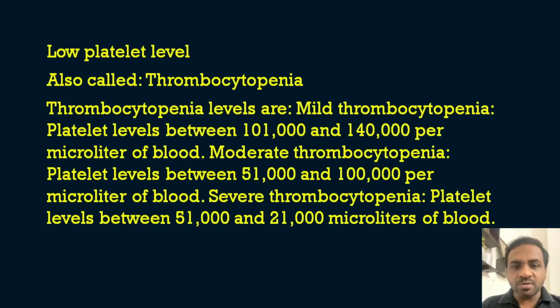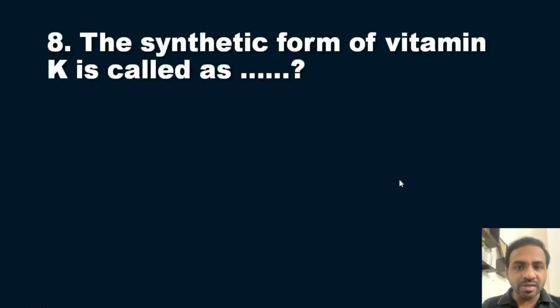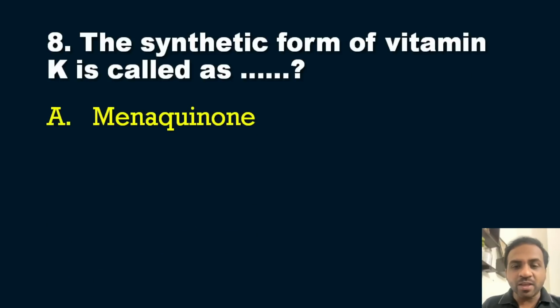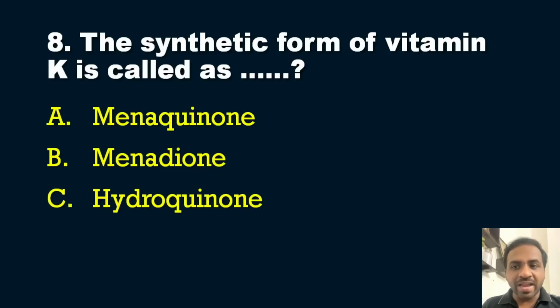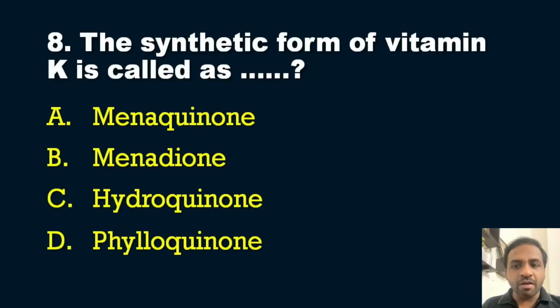Now we can move on to the next question in the series, the 8th question on the screen right now. The question is: the synthetic form of vitamin K is called as dash. Vitamin K has 3 forms, and what I asked in this question is the synthetic form of vitamin K. The options are: option A, menaquinone; option B, menadione; option C, hydroquinone; and option D, phylloquinone. So which is the synthetic form of vitamin K?